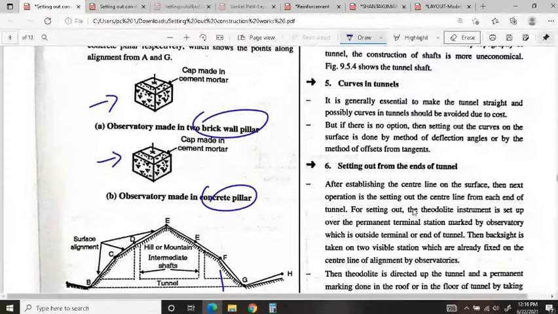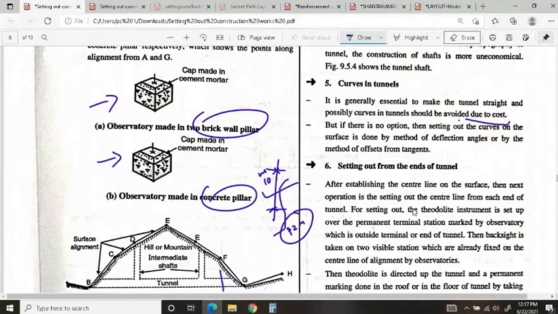It is generally essential to make the tunnel straight, and possible curves in the tunnel should be avoided due to cost. It should follow the shortest path connecting the two points. So it should be an almost ideal alignment, meaning as straight as possible. We have to avoid the curves because here the length is say 10 meters, and here to cover the same point it will be say 12 meters. So obviously the amount will be increased.